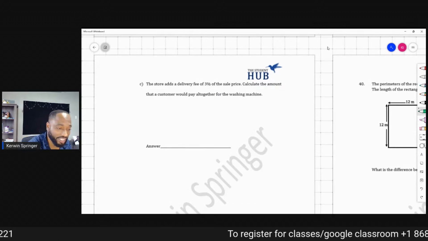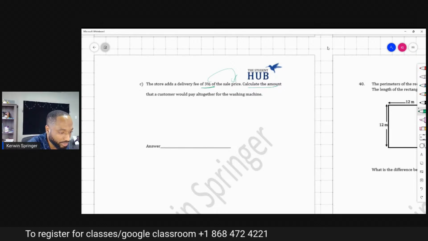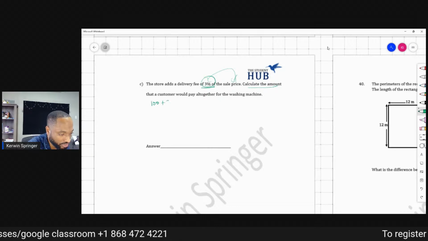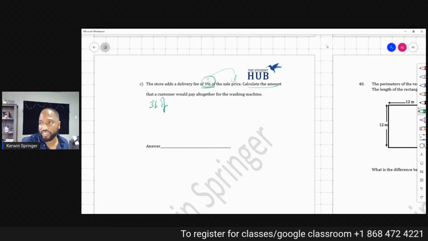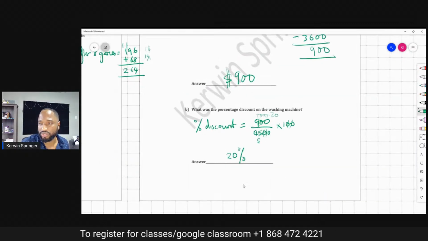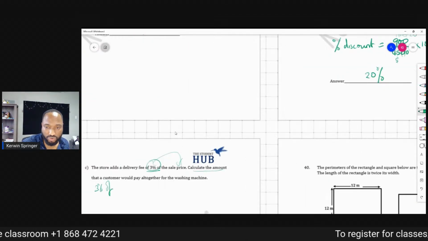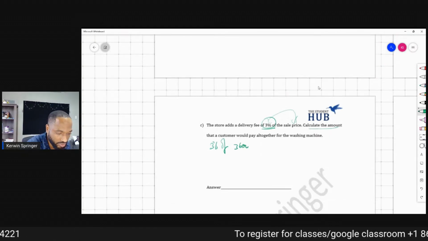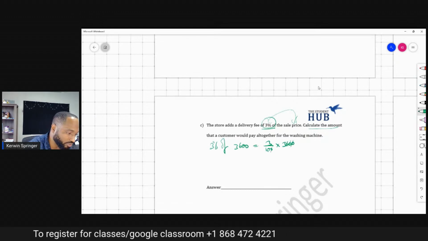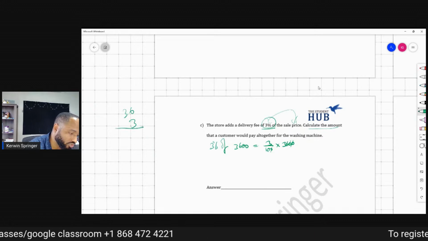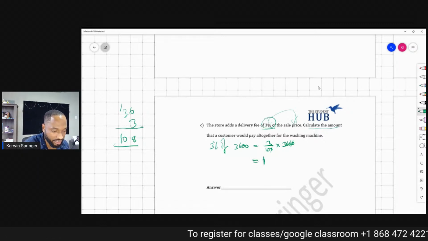The store adds a delivery fee of 3% on the sale price. Calculate the amount the customer will pay altogether. Well, if they added 3%, we work on the 3% of the sale price, which was 3,600. So 3 over 100 times 3,600. We want 3 times 36. 6 3s, 108. So this is 108.